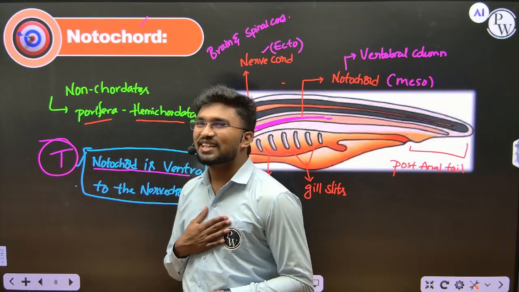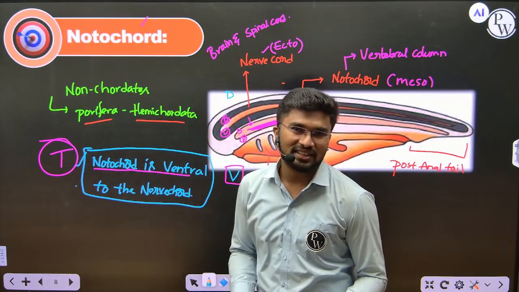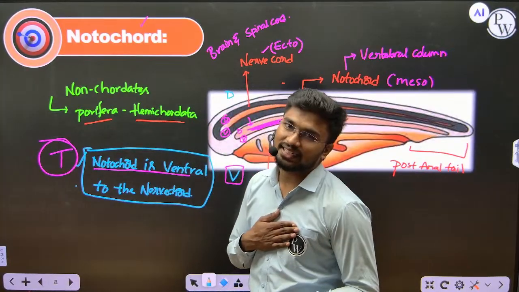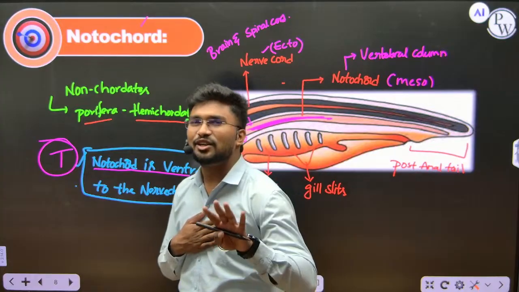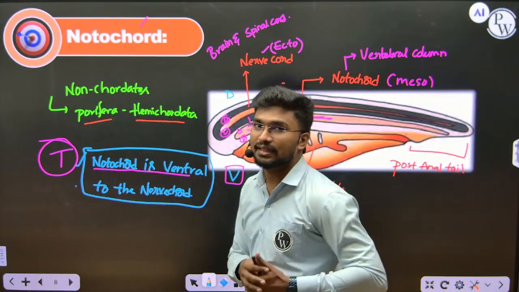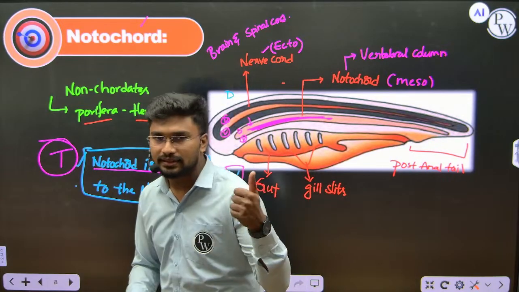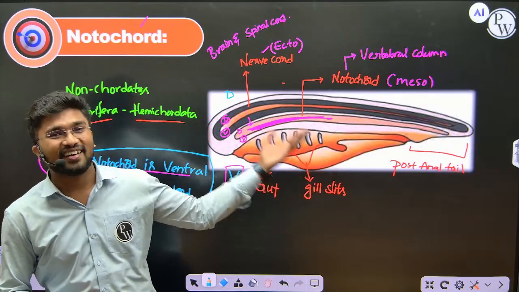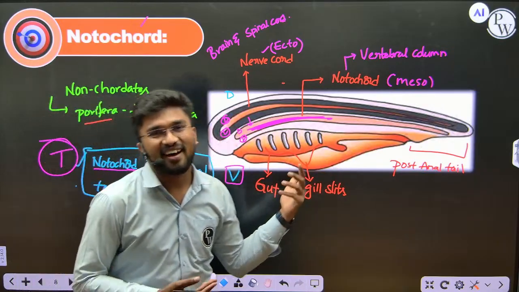Are we chordates or non-chordates? Obviously we are chordates. So in chordates, the heart is present on the ventral side. Non-chordates generally don't have a heart. If a heart is present, it is on the dorsal side, that is the back side. Clear? That is the first difference. Obviously the main difference is that the notochord is present in chordates and not present in non-chordates.